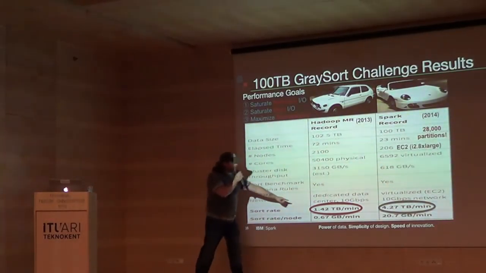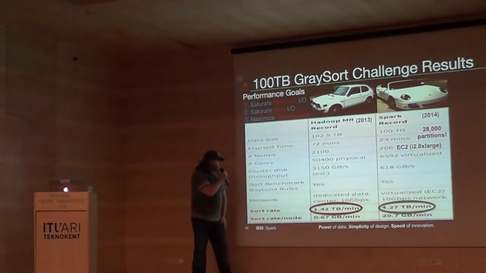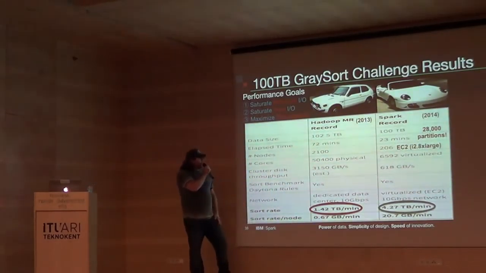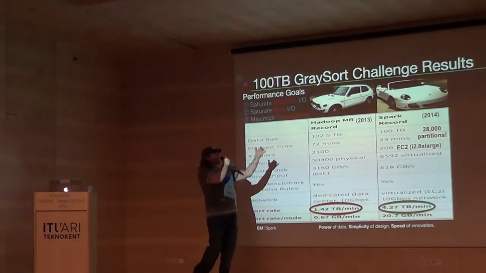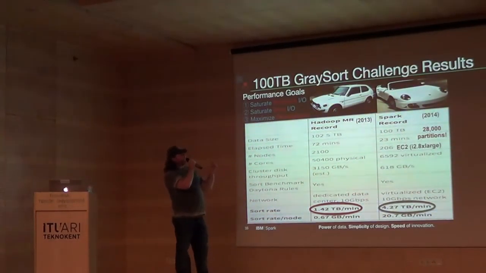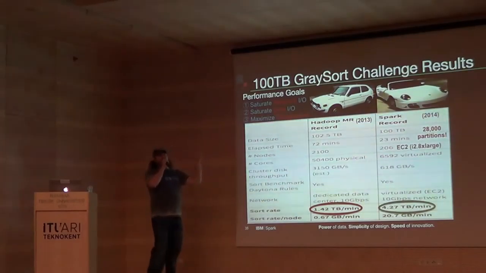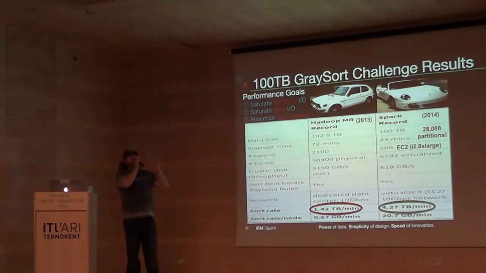Let's see, dedicated 10 gigabit and 1.42 terabytes. Spark comes along a year later. They made the changes for 1.2. We'll talk about some of those in a sec, what they actually changed. They had 28,000 partitions, so that's 28,000, not necessarily nodes, right?